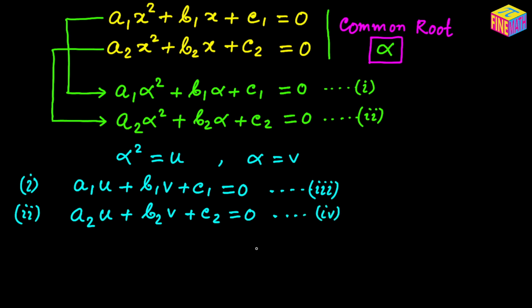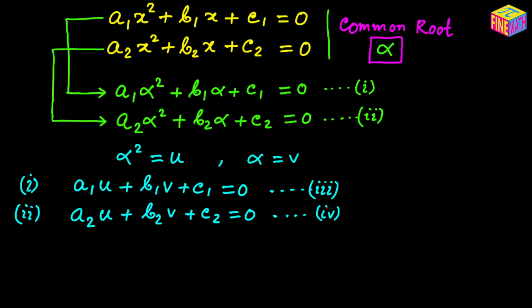Now, if you look at equation number 3 and 4, they clearly look like a system of linear equations, like a pair of simultaneous linear equations, right? We know how to solve simultaneous equations by the cross multiplication method. I have already done a separate video on that. Feel free to watch it. Now, we are going to use the same technique here to solve these two simultaneous equations to find the value of u and v using the cross multiplication method.